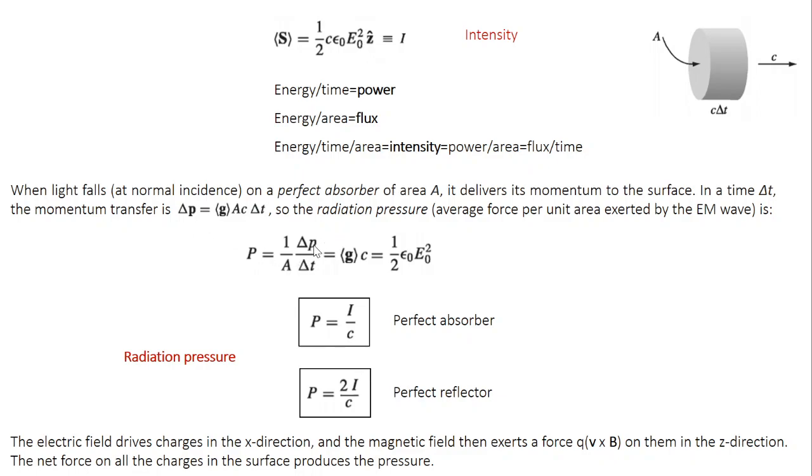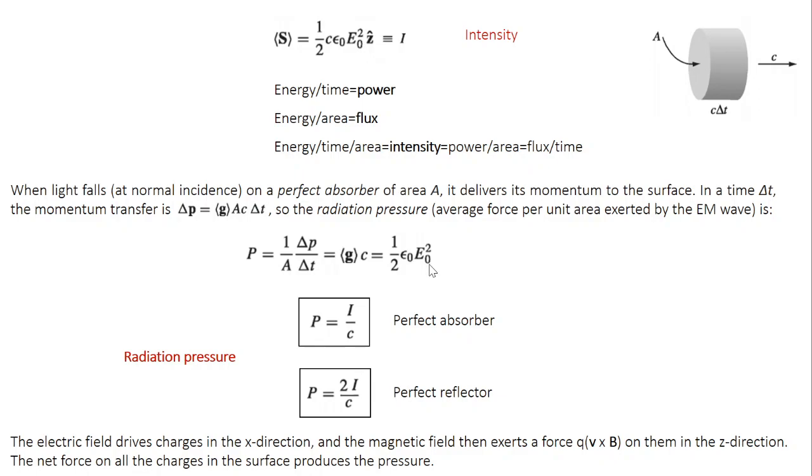Substitute for delta P as g A c delta t divided by A delta t. So A delta t cancel, you get the average value of momentum density multiplied by c. And the average value of momentum density is 1 over 2c epsilon naught E naught square.